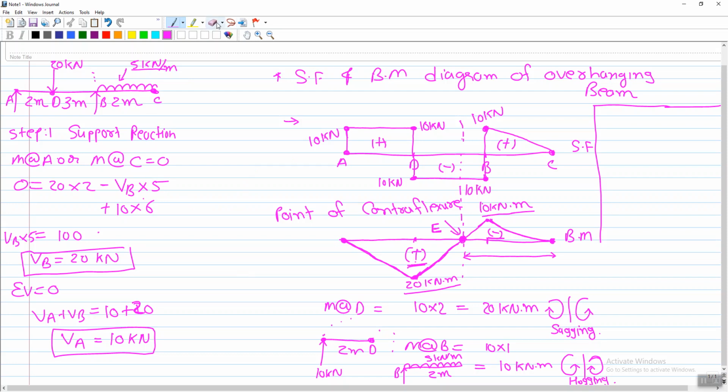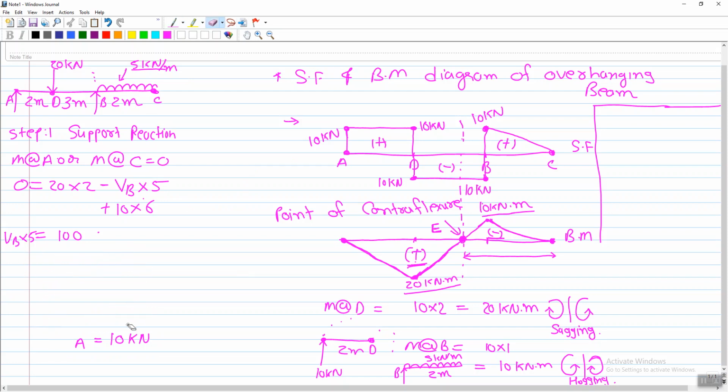So first of all, let me just remove this vertical reaction. As you are already aware, VA is equal to 10 kilonewton and VB is equal to 20 kilonewton. So I can solve it here. For the point of contraflexure, we know that the moment at E is equal to 0.